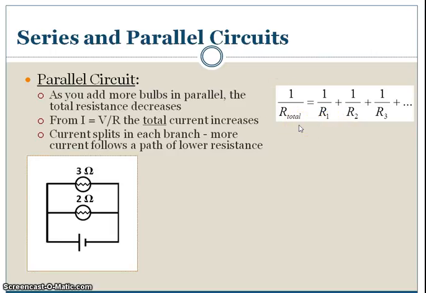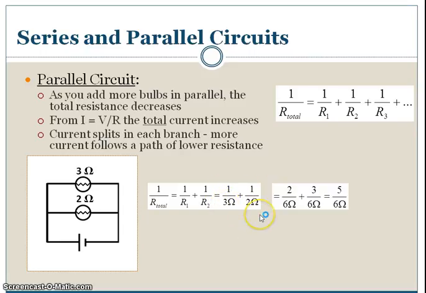So let's look at an example for this. If you have a 2 ohm bulb connected to a 3 ohm bulb in parallel, and you wanted to calculate the total resistance, you would do 1 over 3 plus 1 over 2, but that's adding fractions. So we're going to have to find a common denominator, and a common denominator between 3 and 2 is 6. So 3 goes into 6 twice, and 2 goes in there 3 times, so you are adding 2 over 6 plus 3 over 6, and then you can add up the numerators and keep the denominators, so you have 5 over 6 ohms. But we're not quite done yet.